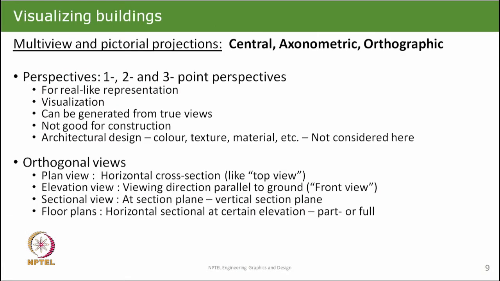In visualizing buildings, we will use central, axonometric and orthographic projections, but in this course, we will restrict ourselves to orthographic views. Perspectives, which could be 1, 2, 3 point perspectives, are good for real-life representation and visualization. When we are creating, say, virtual reality, we would go for that. But if we make the true views, especially if we make a 3D model in a software package, we can generate these perspective views as we like.